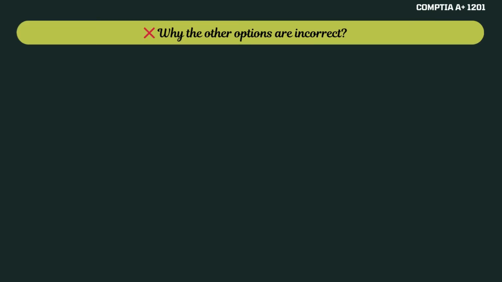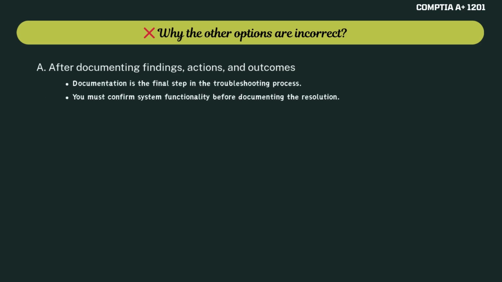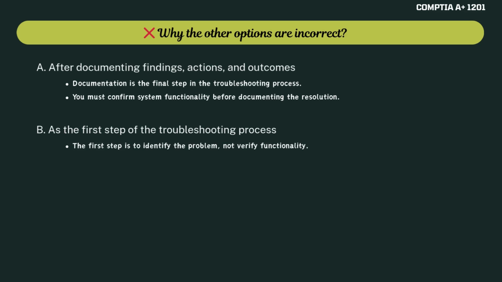Why the other options are incorrect. A. After documenting findings, actions, and outcomes. Documentation is the final step in the troubleshooting process. You must confirm system functionality before documenting the resolution. B. As the first step of the troubleshooting process. The first step is to identify the problem, not verify functionality.